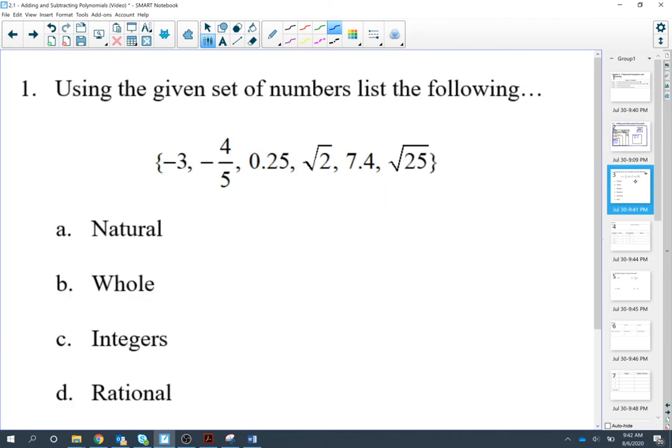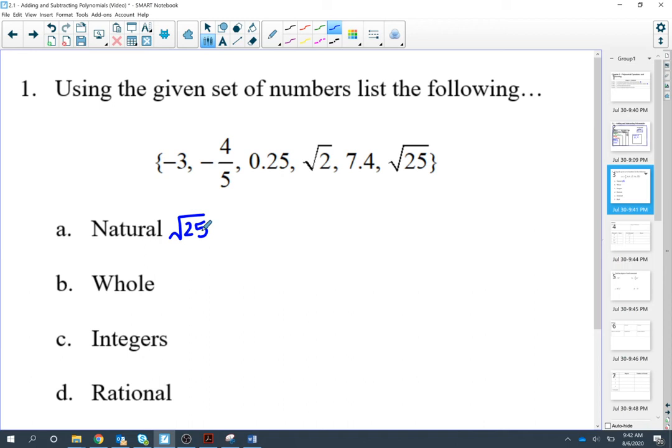Okay, using this information, you're given a set of numbers, list the following. So first of all, I want to know which out of this list are your natural numbers. So take a look at it, see if you can figure anything out. Keep in mind your natural numbers are also your counting numbers. So 1, 2, 3, 4, 5, etc. And I hope you're identifying we have the square root of 25. Because yes, that's a square root, but square root of 25 is actually just 5, because 5 times 5 is 25. So 1, 2, 3, 4, 5.